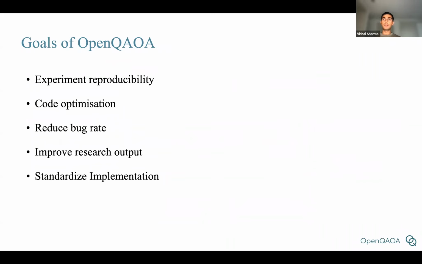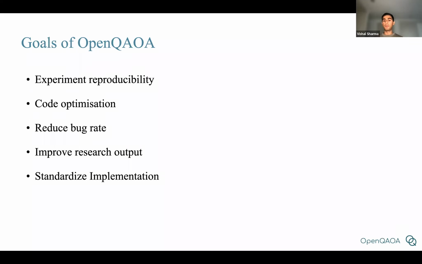All right, since I'm running low on time, let me quickly go through the goals of OpenQAOA. This maybe has a bit of an overlap with one of the slides that I presented earlier, where I was talking about why we felt the need to have OpenQAOA. This was motivated internally for us in the beginning, and we think it is also useful for the rest of the people who are using QAOA on a regular basis.